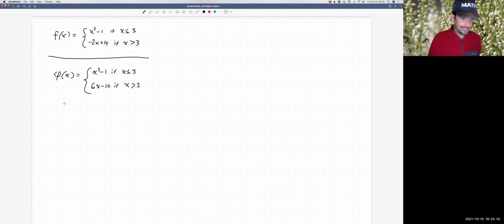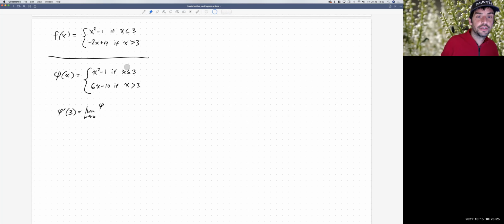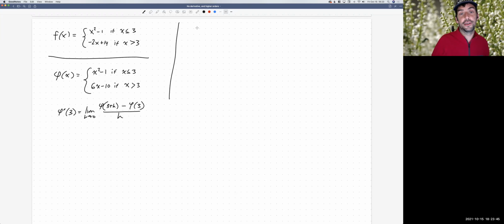So let's just see that that's the case. Let's compute phi prime of 3. It's going to be the limit as h goes to 0 of phi of 3 plus h minus phi of 3 all over h. However, I now have to take this limit by looking at either side because the definitions of phi change depending on whether h is positive or negative. So let's do some work off to the side up here.